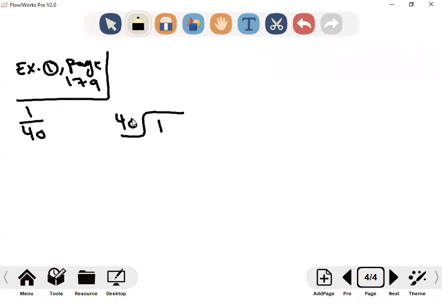Can the 1 be divided by 40? No. So in this case, we put 0, decimal, and here what? Remember? We took that before. Can the 10 be divided by 40? Also no. In this case, what do we do? 0 up, 0 down to make it bigger. So for the first decimal, we can add only one 0.